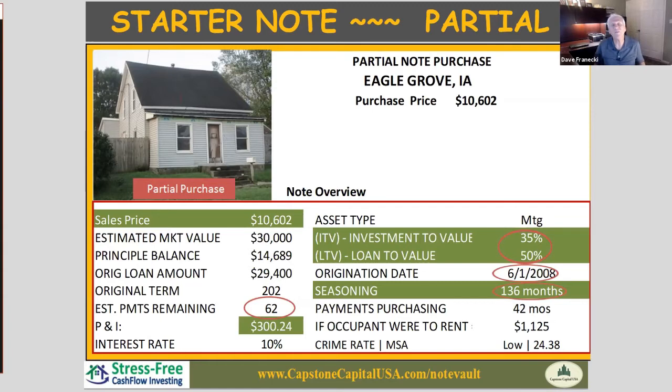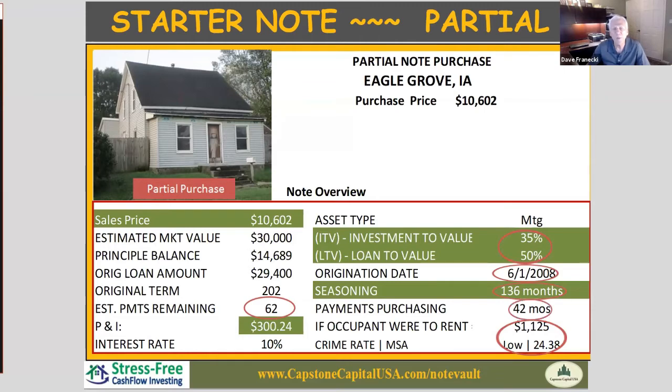And the seasoning, in other words, the note was originated back in 2008, so it was a very, very strong situation for a potential note buyer. 136 months, a lot of emotional equity for that payer in there. And what was also unique, if the payer in the house were to move, they would have to pay $1,100 a month or in excess of that. Crime rate was low. The MSA, which is a metropolitan statistical area, was low. It was just a very, very strong note.